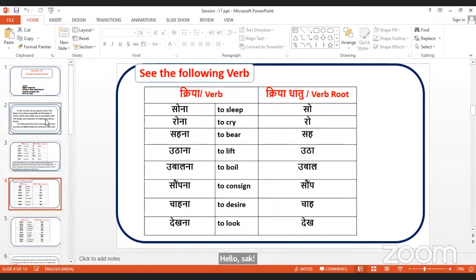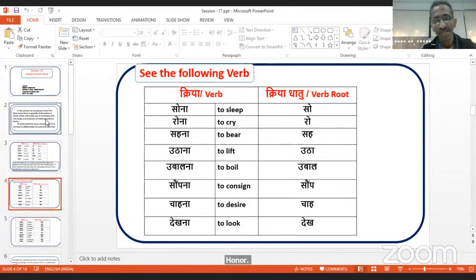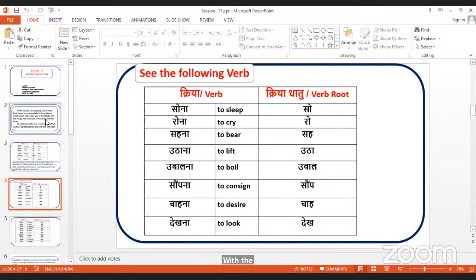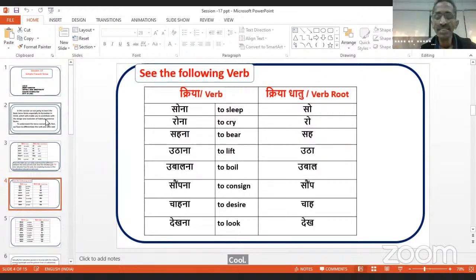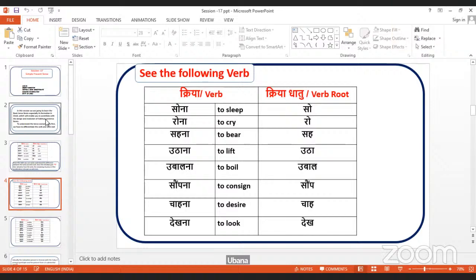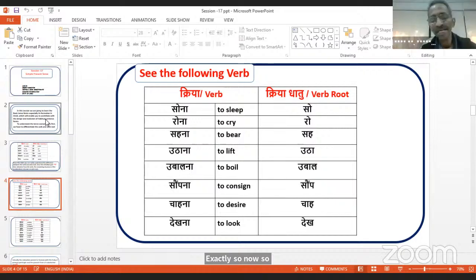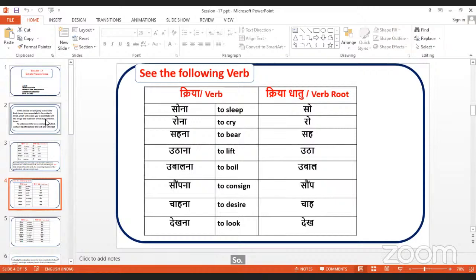Uthana, utha. Ubalna, ubal. Saumpna, saump. Chahna, chah. Dekhna, dekh.